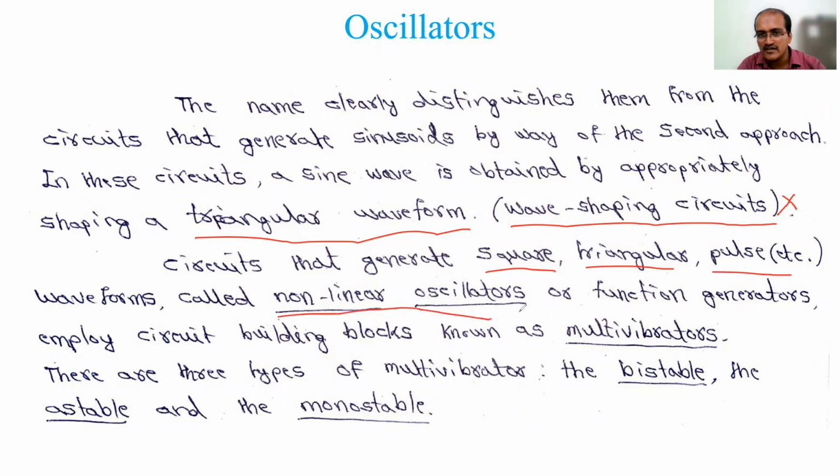We generate them using oscillators. We call them non-linear oscillators, or also function generators. That's why we call it this name. In your ED lab you have seen a signal generator, or a function generator, which will give you different waveforms: sine wave, square wave, triangular wave, pulse, everything. Depending upon the input, we get the output waveforms.